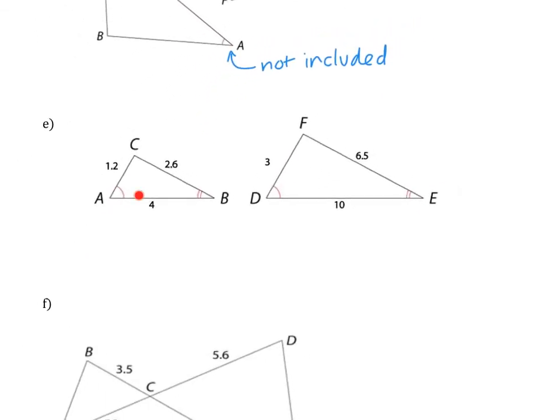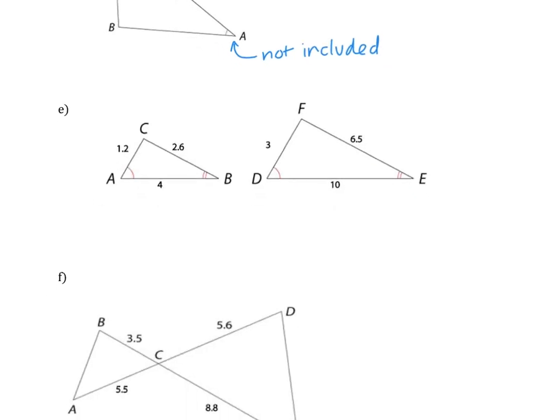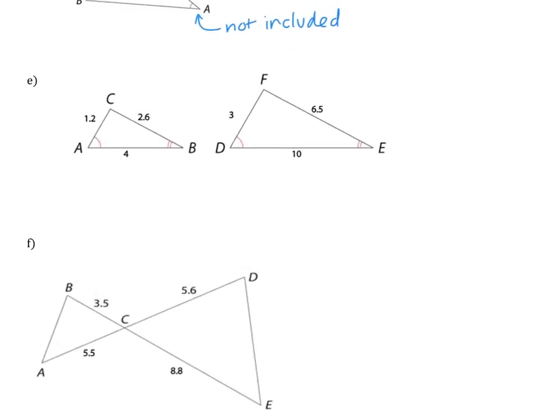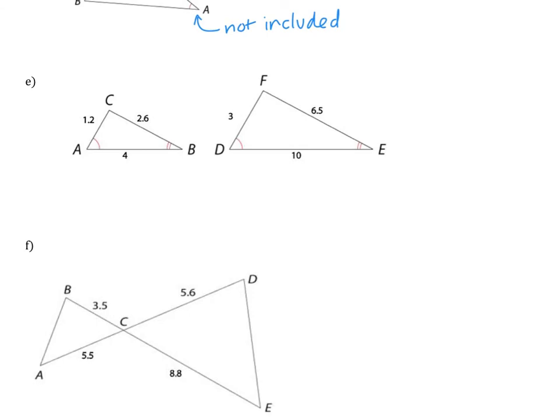Okay, let's try example E. So here we are given three side lengths that we can check to see if they're proportional, but I don't even need to check those because we do see that we have two pairs of congruent angles, so this is going to be a little bit quicker for us. So since we can make the statement that angle A is congruent to angle D and angle B is congruent to angle E, these two triangles are similar using the angle-angle similarity theorem.